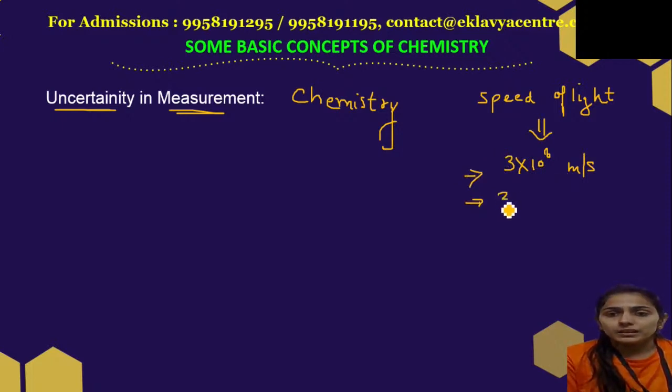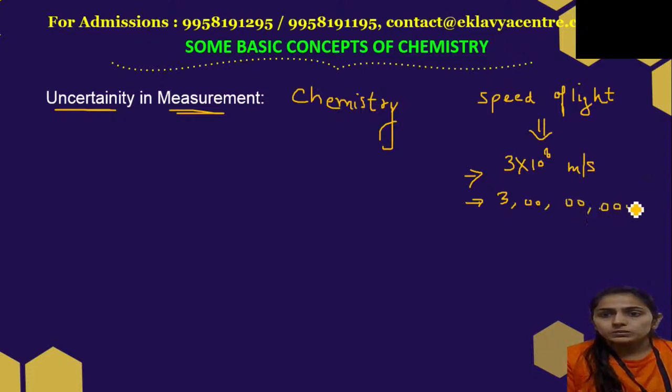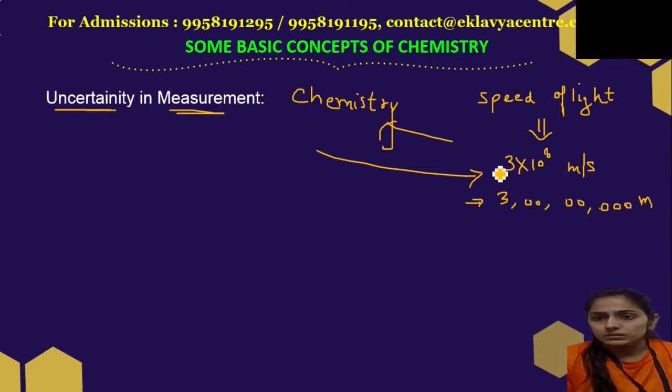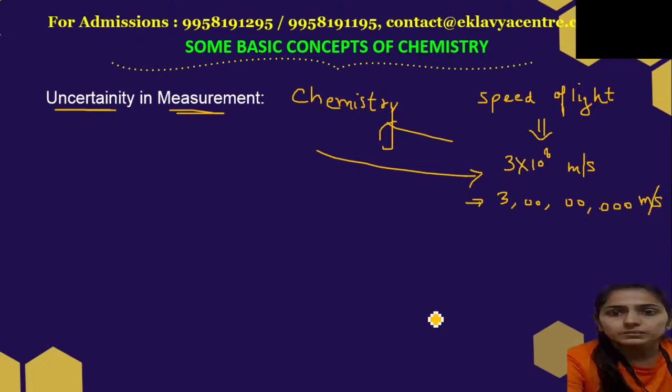But if I write it as 3 0 0 0 0 0 0 0 0, if I write it down like this, it will be very difficult for you to read the number of digits, and these are time consuming as well. Meter per second.